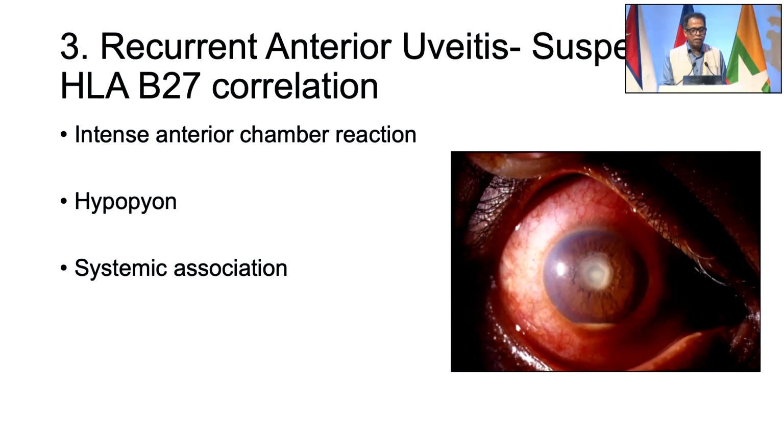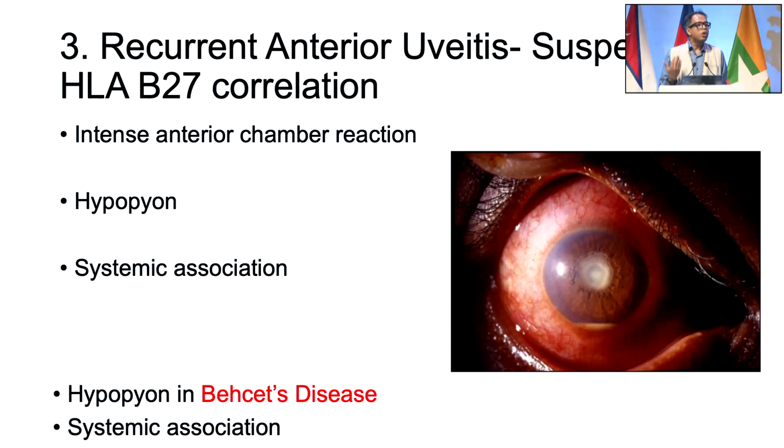So these are the signs that will give you an idea that you are dealing with a case of viral anterior uveitis. Now, if you are getting a case of recurrent hyperacute or acute anterior uveitis, you need to suspect the HLA-B27 correlation. These HLA-B27 associated uveitis keeps on alternating between the eyes. They will have intense anterior chamber reaction. They present with hypopyon and may have systemic associations like ankylosing spondylitis, psoriatic arthritis, and various other conditions.